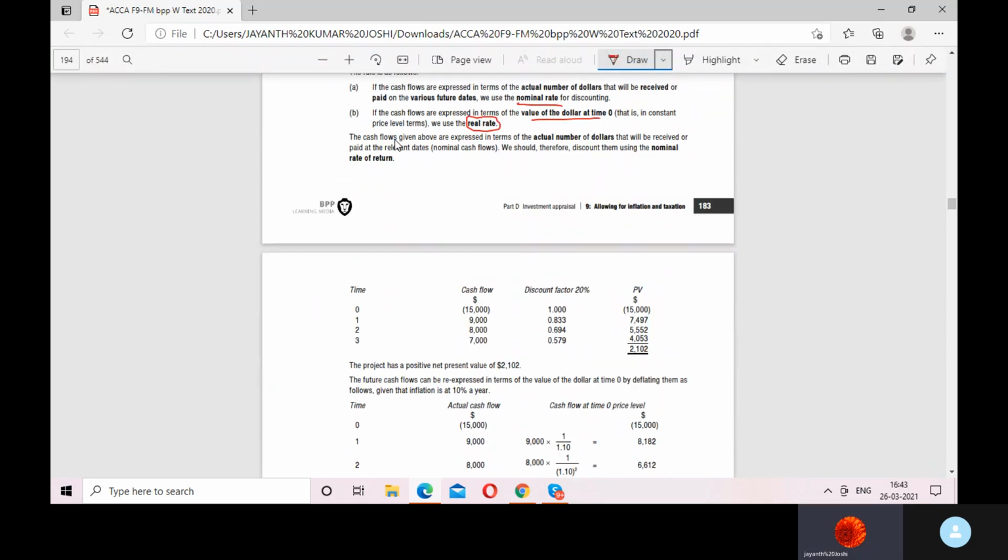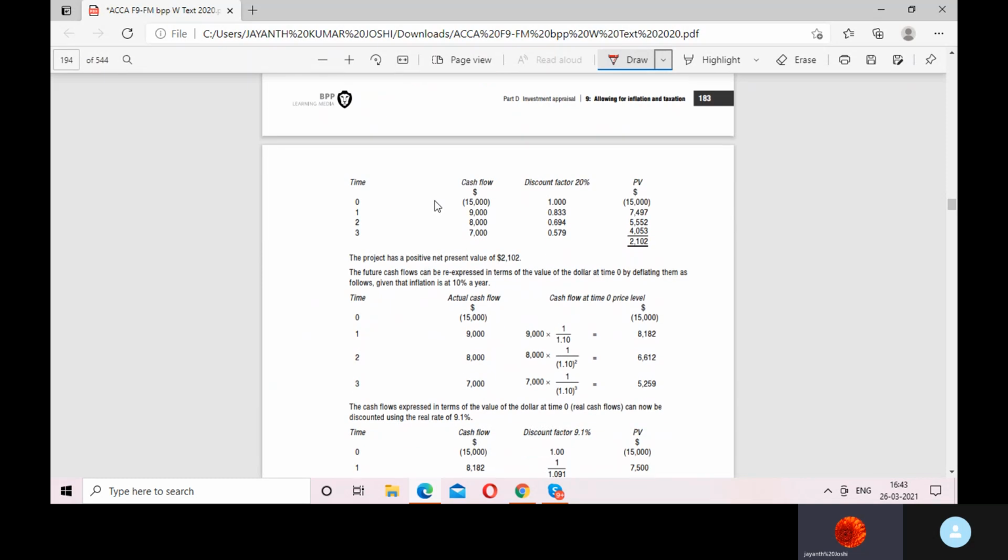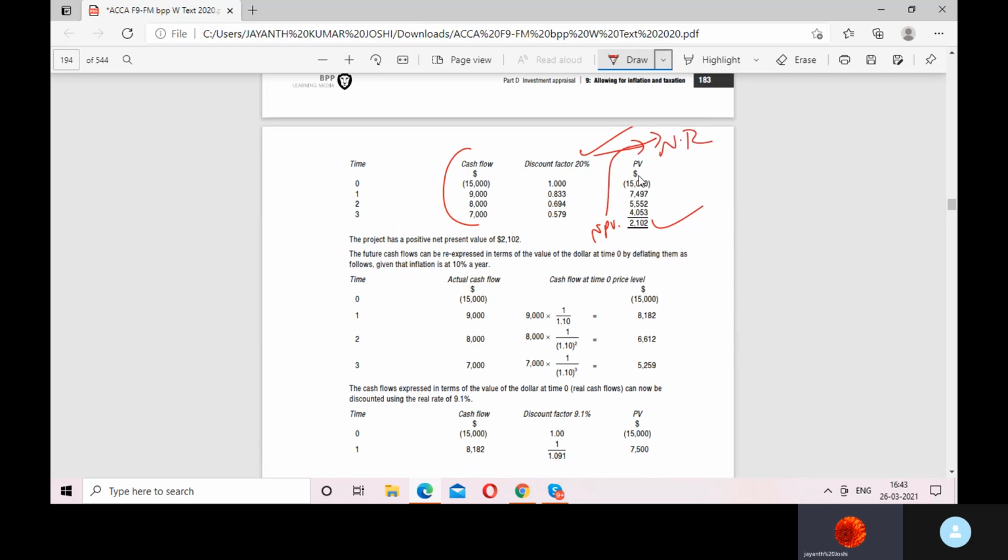So now here is the question. These are your cash flows. Your discount factor is at the rate of 20%. You get this much as your present value. Okay, that is your NPV. This you have done at nominal rate. You have found out the NPV at nominal rate.